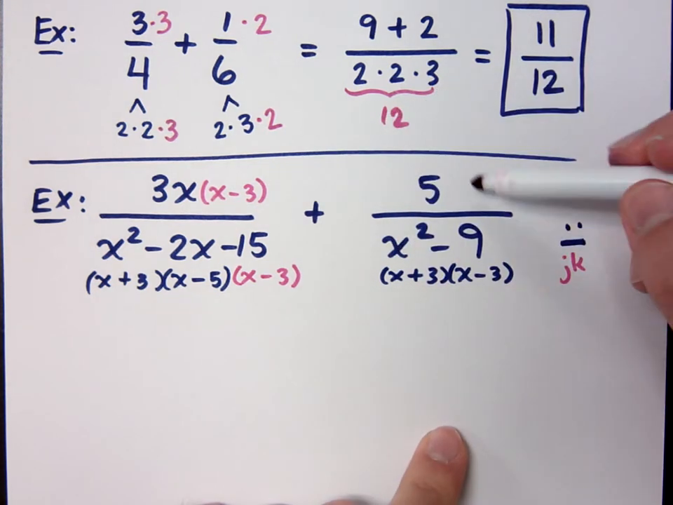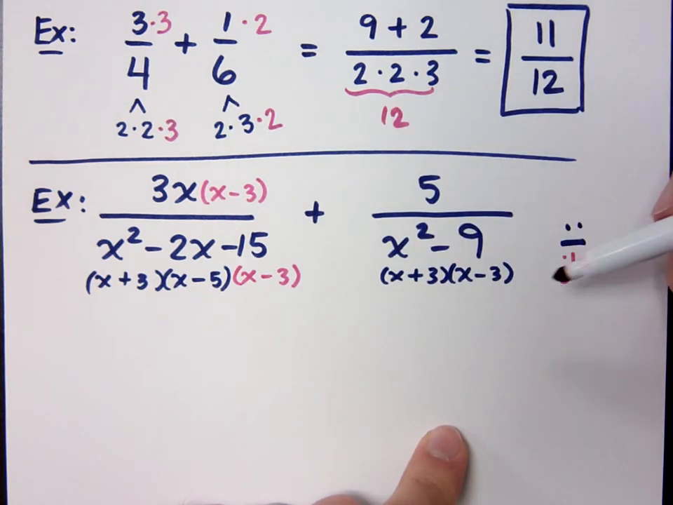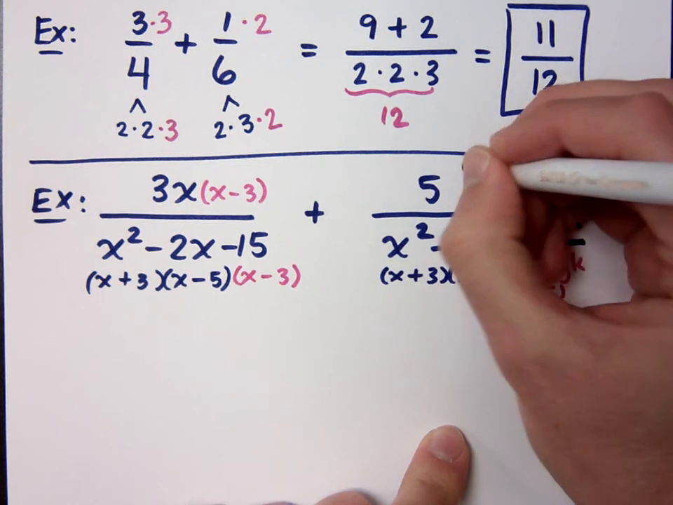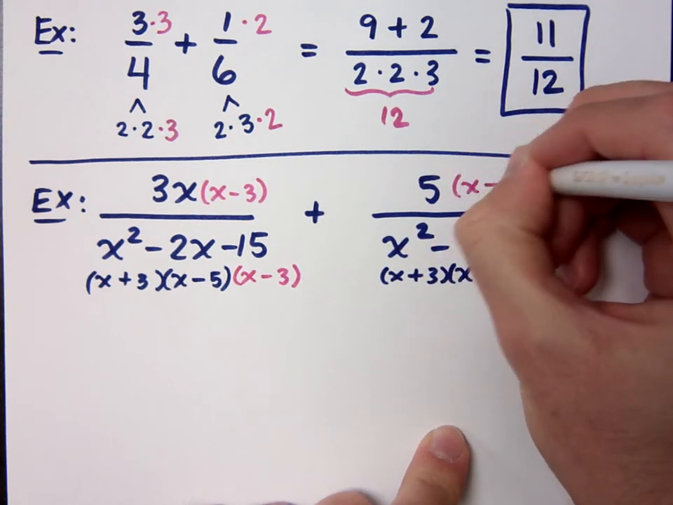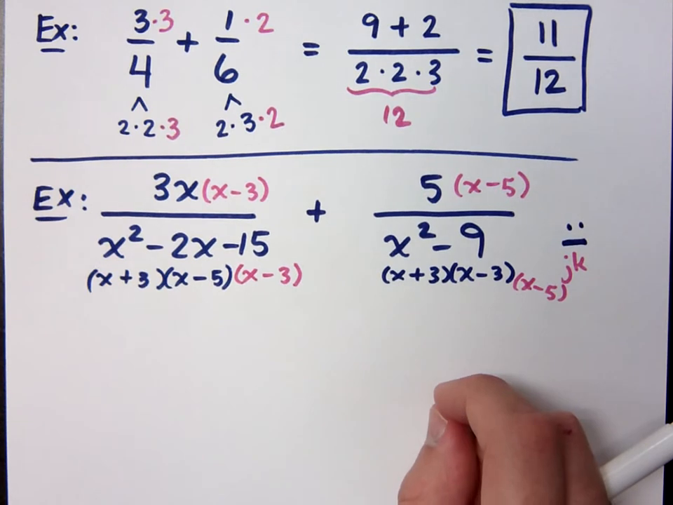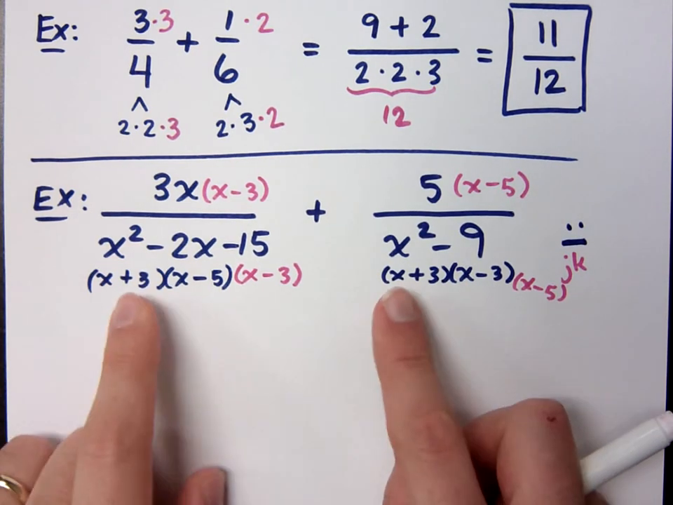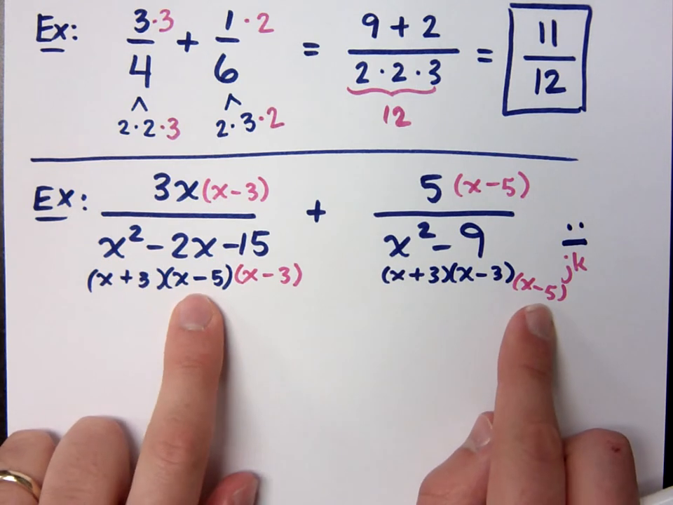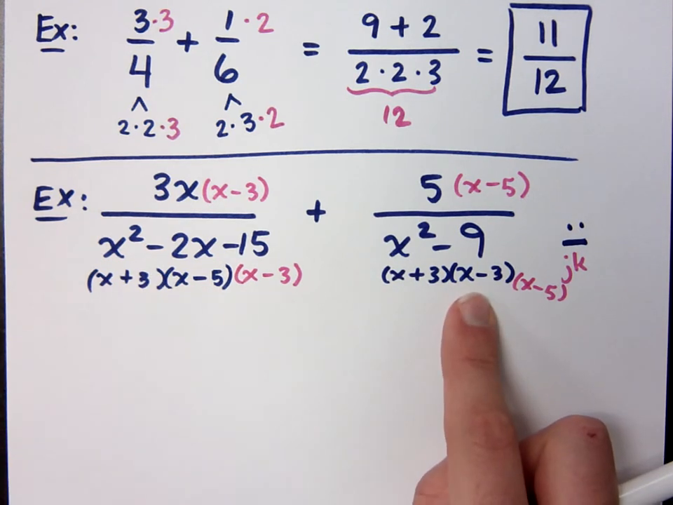What is the second denominator missing? He's not missing everything. He's just missing the x minus 5, right? You put that in both the numerator and denominator. Now look between these two denominators. Don't you have the same factors? They both have x minus 3. They both have x minus 5 and x minus 3.